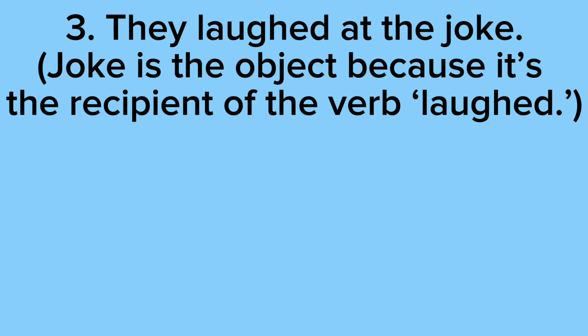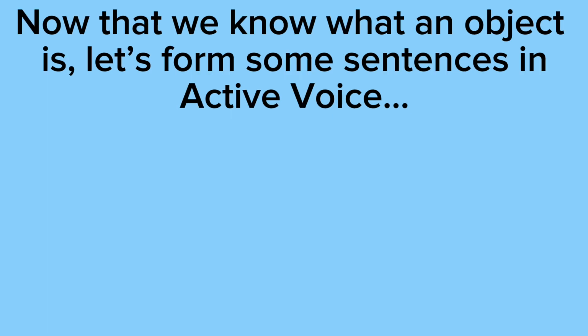Our last example says they laughed at the joke. In this sentence, joke is the object because it's the recipient of the verb laugh. The joke is being laughed at, which makes it the object. Now that we know what an object is, let's form some sentences in active voice. Remember, in active voice sentences, the subject comes before the verb and the object comes after the verb.